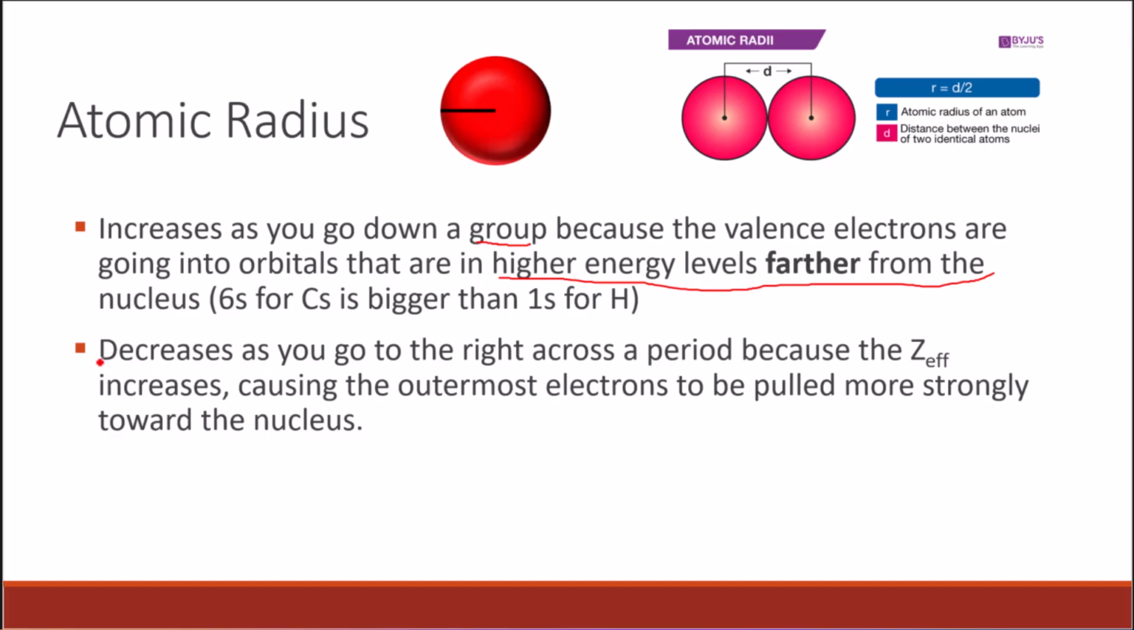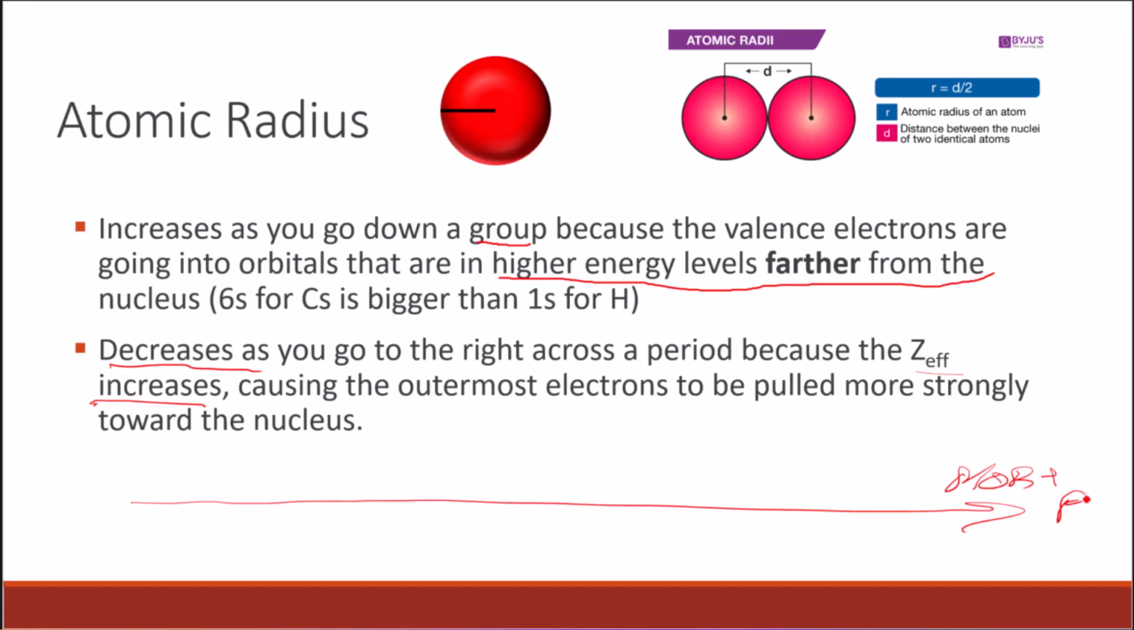The atomic radius decreases as you go to the right across the period because the effective nuclear charge increases. Why? Because you've got more protons as you go from left to right. More protons, and the more protons, the stronger the attraction for electrons that are in that same shell, causing the outermost electrons to be pulled more strongly to the nucleus.